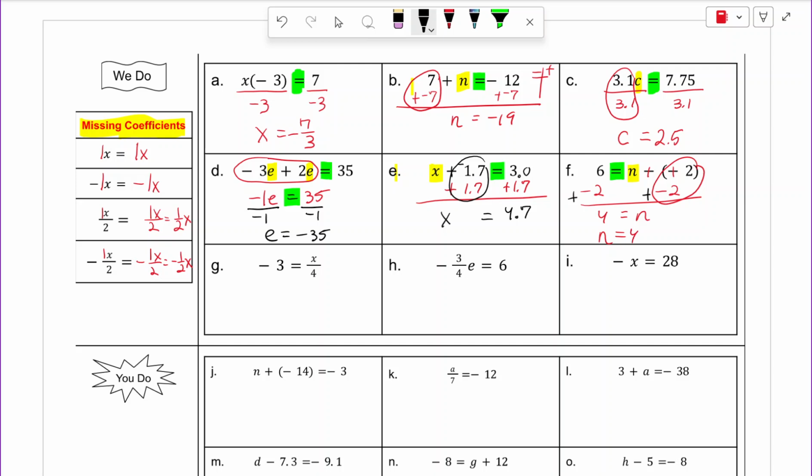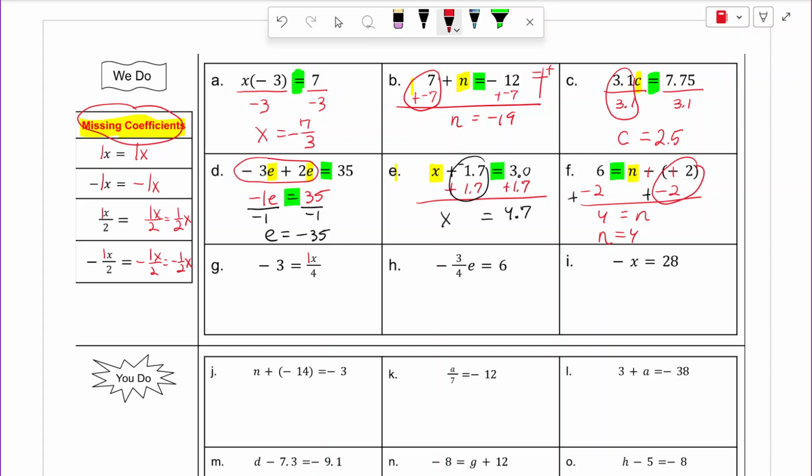Okay, we've got 3 left on the we-dos, and then you're going to start doing them on your own. So this one right here, you can see that we have an x on top, but there's nothing next to it. And we learned about our missing coefficients. So what can we add in front of that x that we can't see? A 1. Now it looks like the number 1/4.